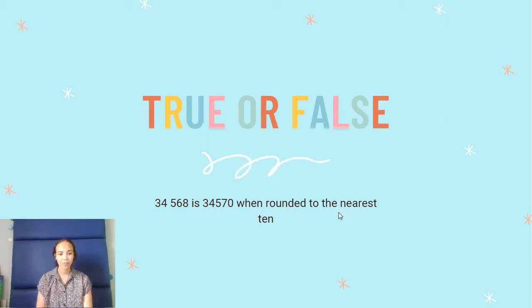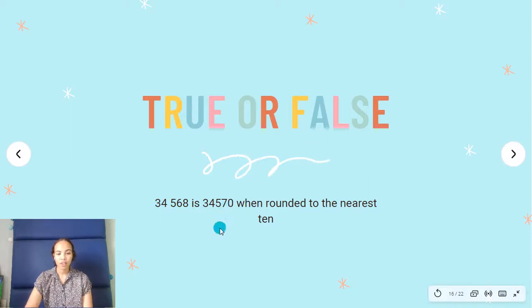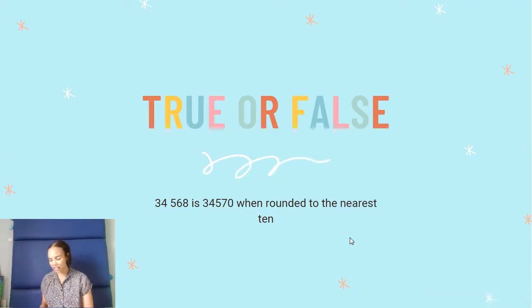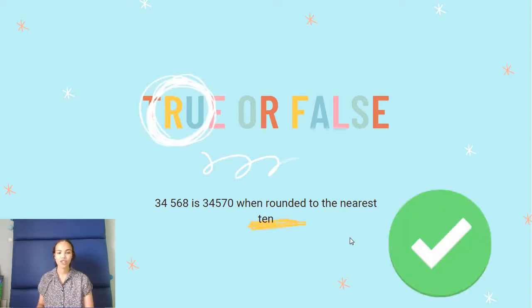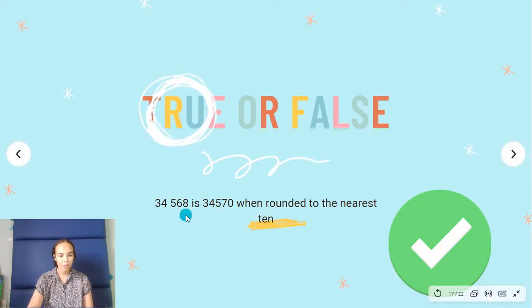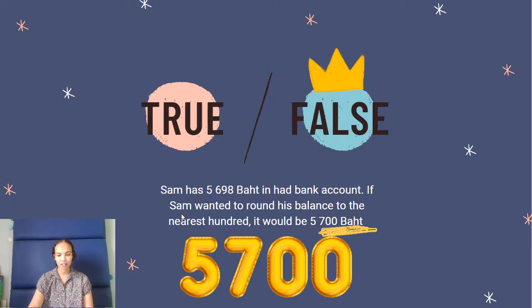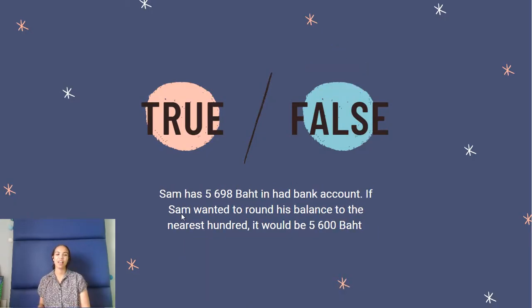34,568 is 34,570 when rounded to the nearest 10. Okay, so now I'm rounding to the nearest 10. I need to look at the units column. True. It is true. Okay, we're looking at the units column. That's 5 or more, so it goes up by 1. Last question. This is the last one.